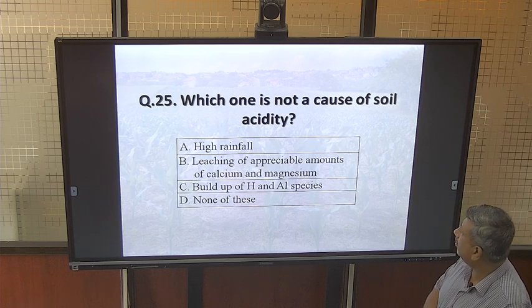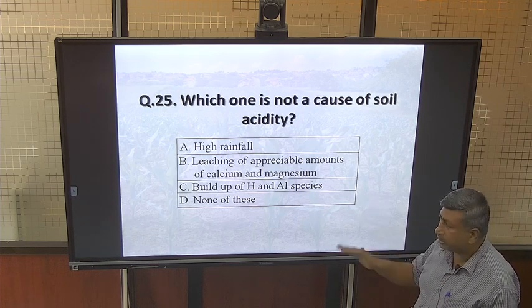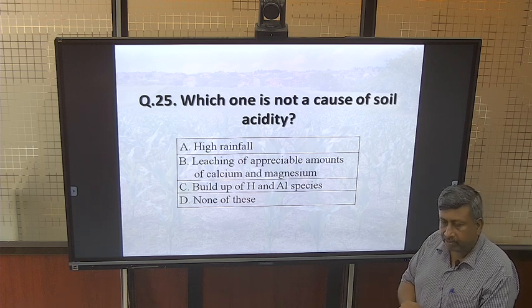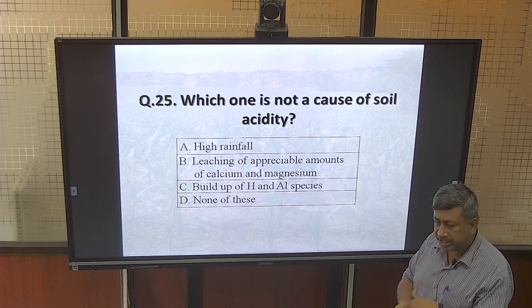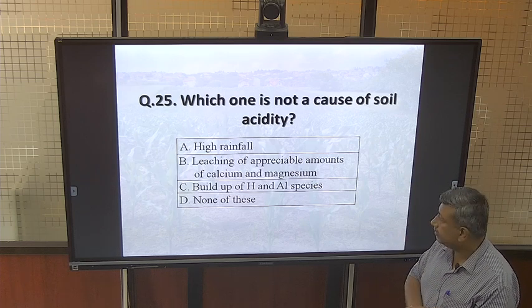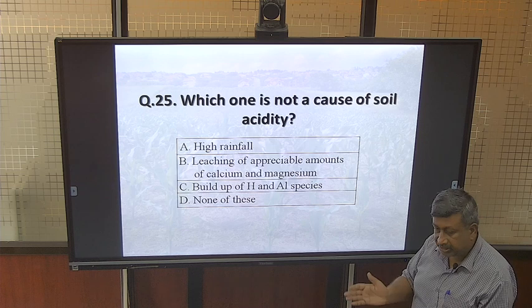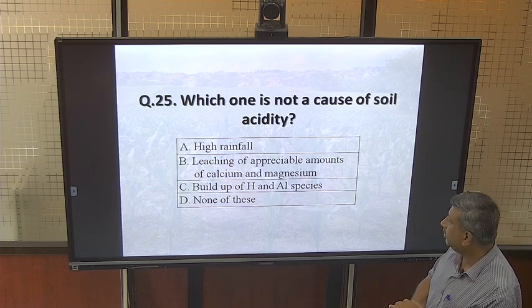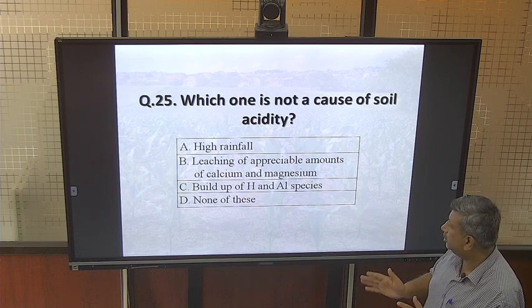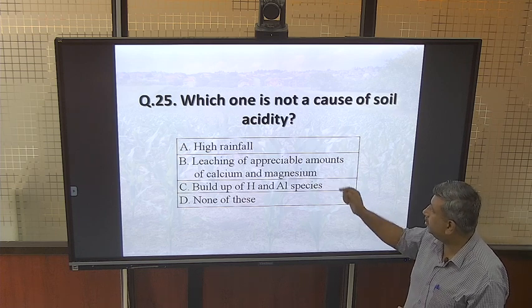Which one is not a cause of soil acidity? Means which factor does not contribute to soil acidity? Whenever there is high rainfall, there is leaching of base forming cations, calcium and magnesium. When there is leaching of calcium and magnesium, pH decreases, because there is deficiency of calcium and magnesium. Leaching of appreciable amounts of calcium and magnesium, this is true. This also contributes to soil acidity.